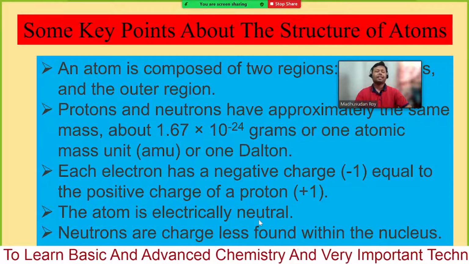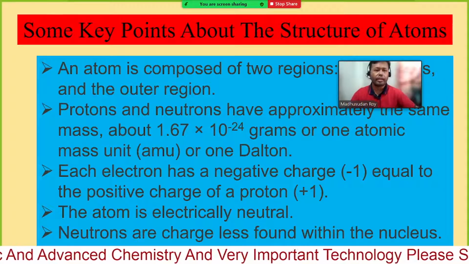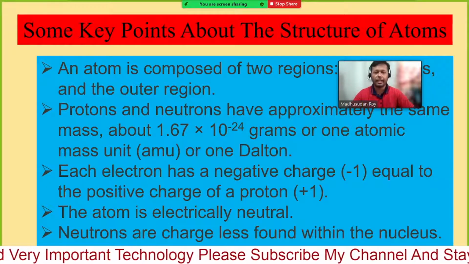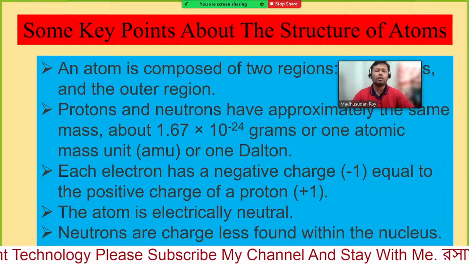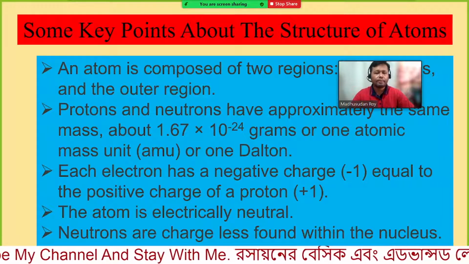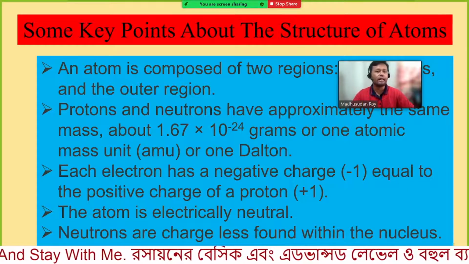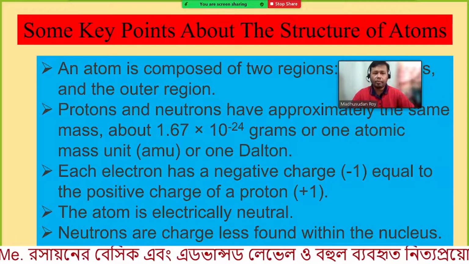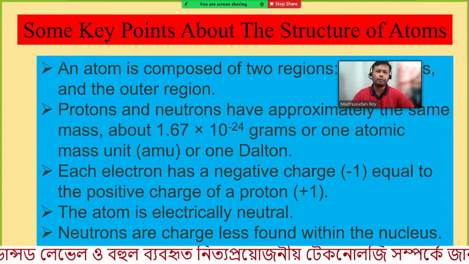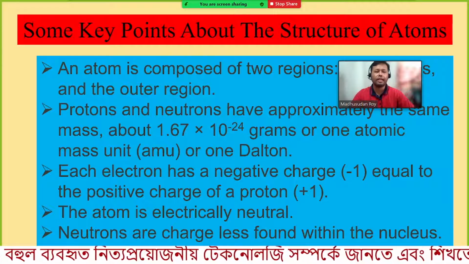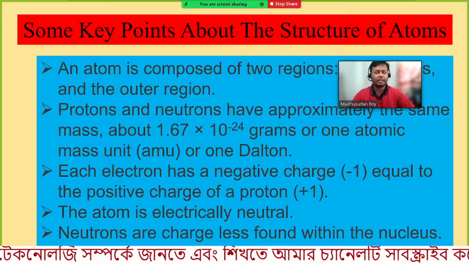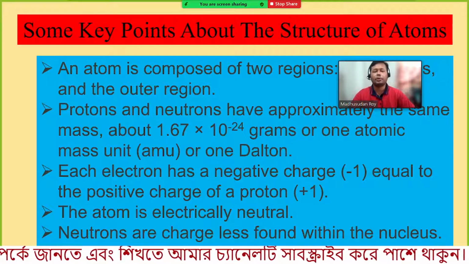The atom is electrically neutral. What does it mean? Electrically neutral means the number of positive charges and the number of negative charges in an atom are always the same. Therefore the positive charge and negative charge cancel each other out. It has both positive and negative charge, but the numbers are equal, so they cancel out. Therefore the atom is electrically neutral.